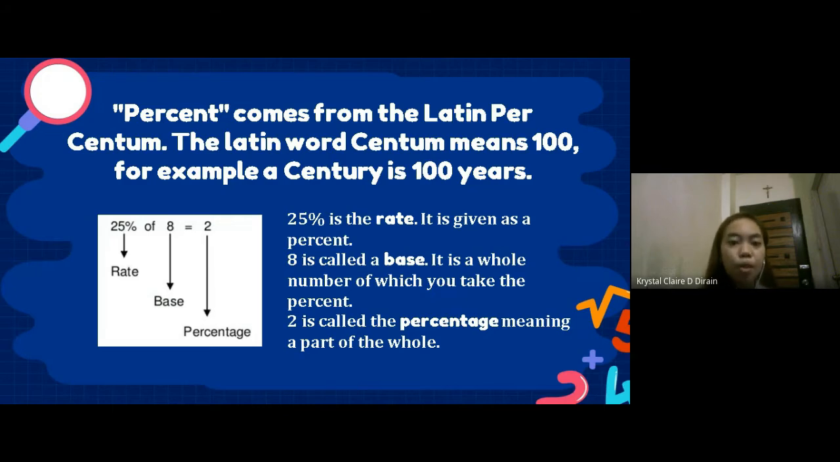So as you can see, 25% here is, and the base is 8 and the 2 is the percentage. So 25% is the rate, while 8 is the base and it is the whole number of which we take the percent, and lastly is the percentage. It means that it is part of the whole. So kung tatagalogin natin ito, 25% ng 8 ay 2.